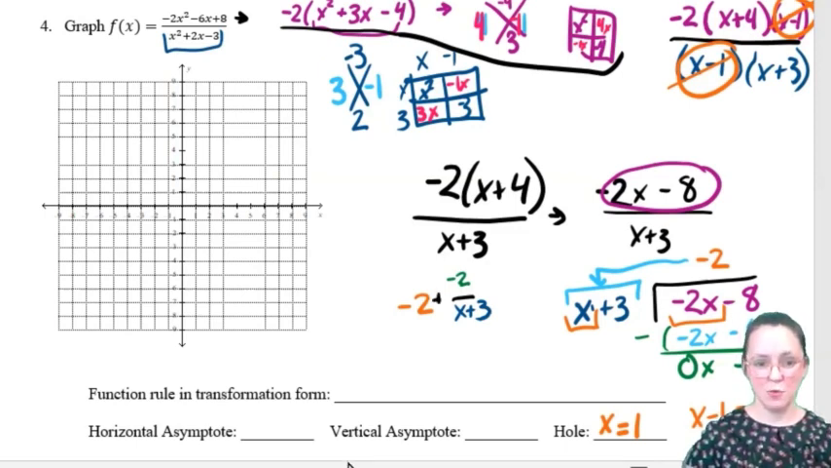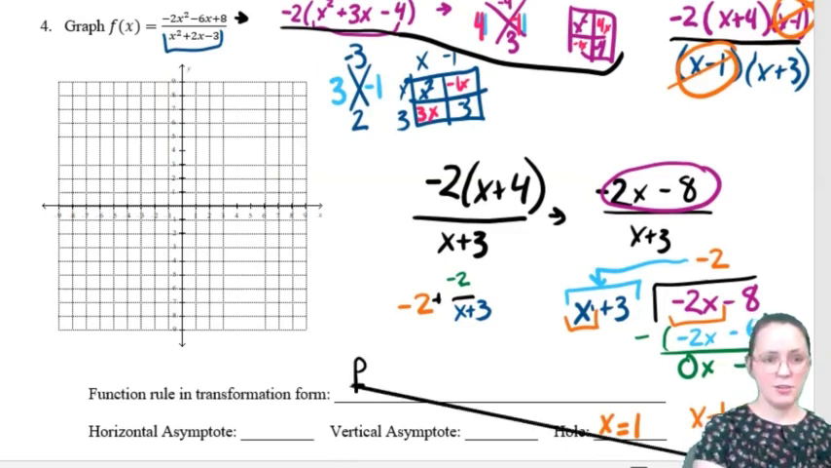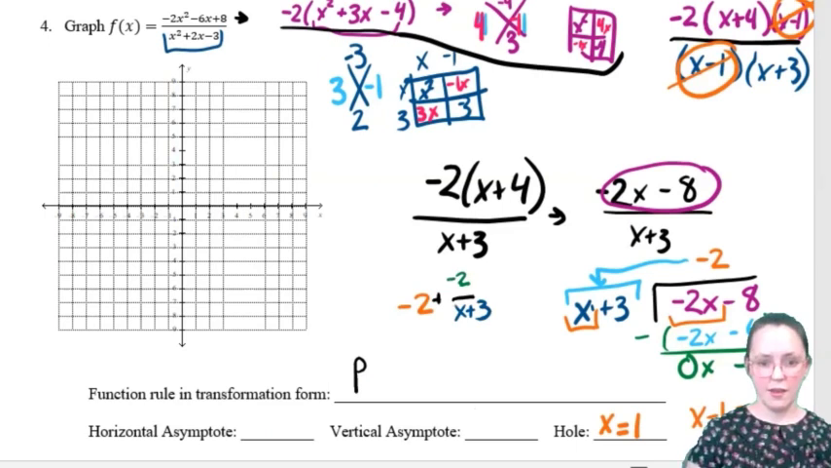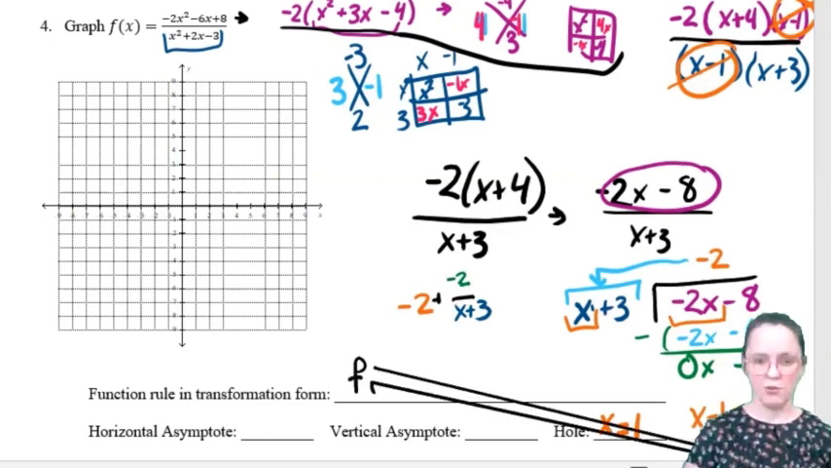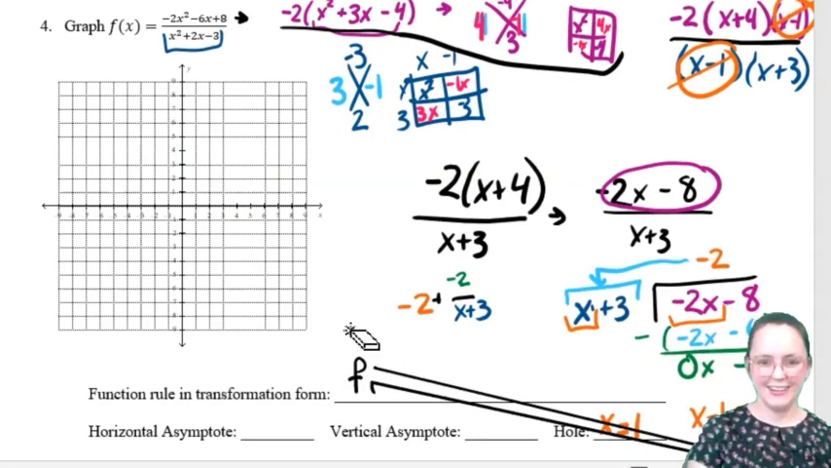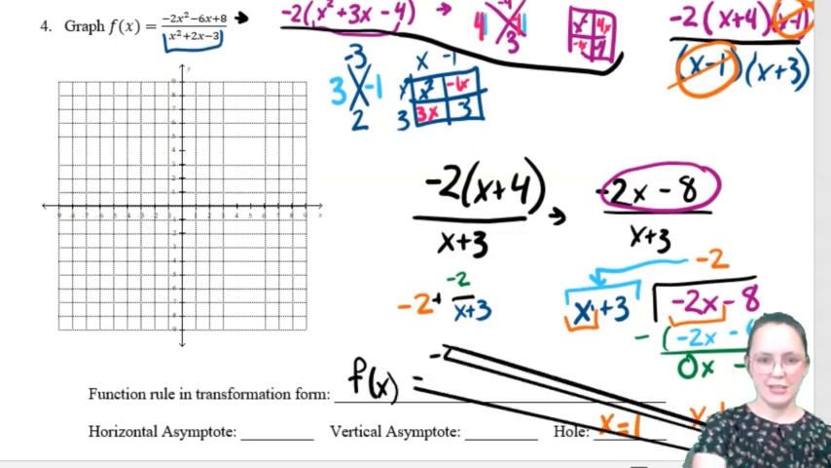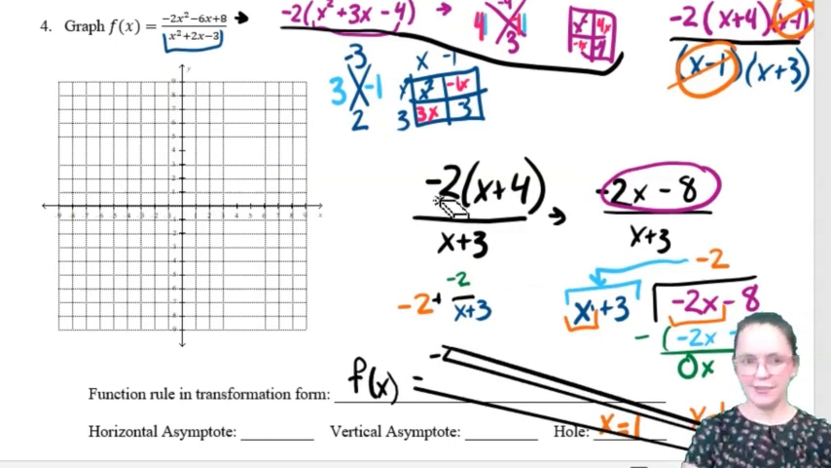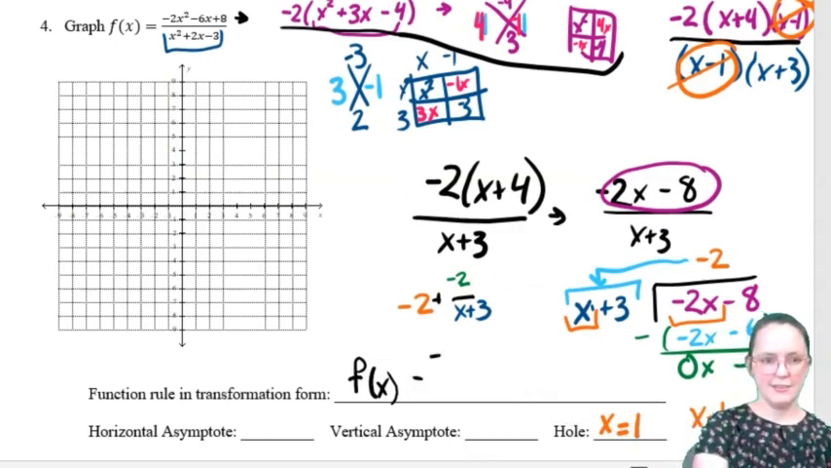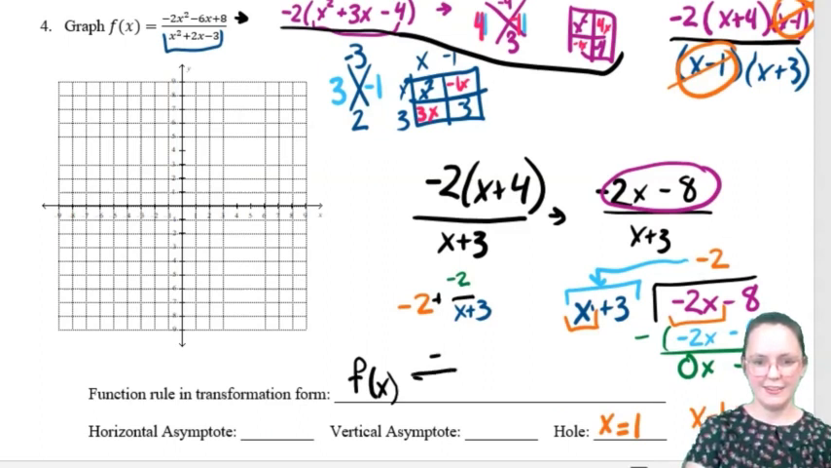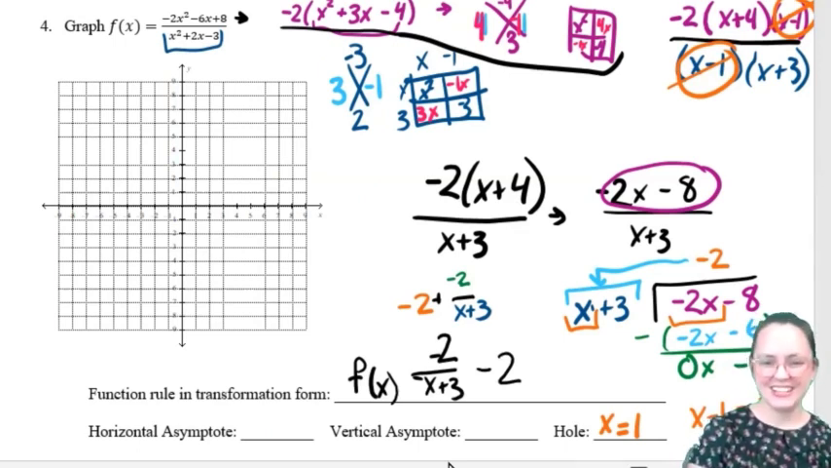And then we're ready to switch it back to its transformation form, where we have our f of x. Try it again. F of x, there we go, equals -2 over x plus 3 plus -2. So there we go. We got our whole function rule in.